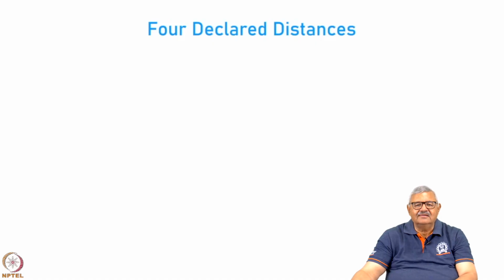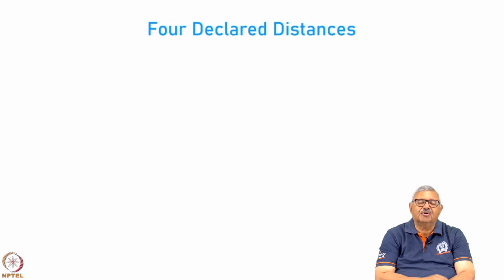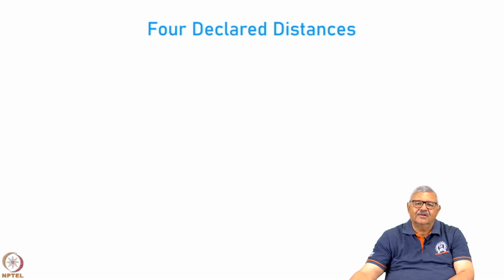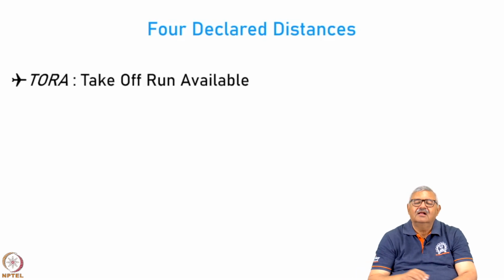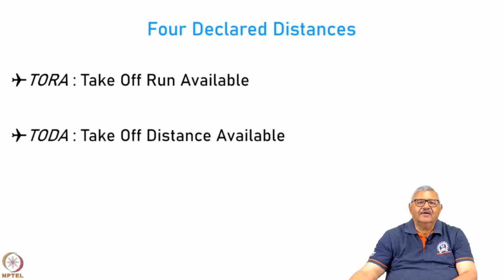Now, keeping all these in mind, we should understand that there are 4 declared distances at every airport. Every airport declares these 4 distances and they are mentioned on the charts. Sometimes these distances are reduced because of operational considerations. So, then these are indicated via the NOTAMs. So, what are these? The first is called the TORA. TORA stands for the takeoff run available. The next one is TODA. TODA stands for the takeoff distance available.